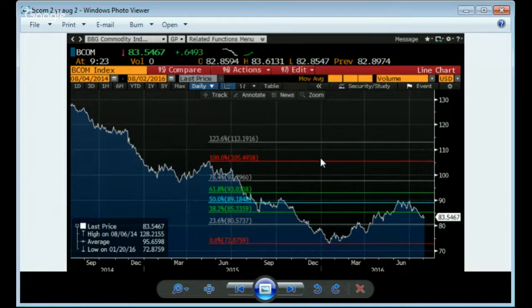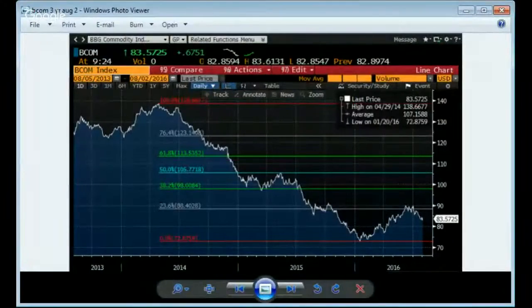From a fundamental point of view, let's take a look. Let's, okay. Which one is this? It's global GDP. We don't need that one. US GDP. Okay, here are the charts. This is a 3-year chart with the Fibonacci levels portrayed.